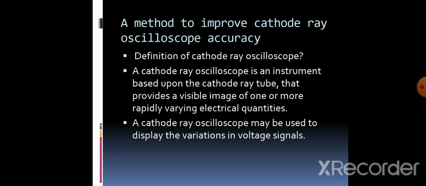Today, my topic is about methods to improve the cathode ray oscilloscope accuracy. First of all, we have to know the definition of a cathode ray oscilloscope. A cathode ray oscilloscope is an instrument based upon the cathode ray tube that provides a visible image of one or more rapidly varying electrical quantities. A cathode ray oscilloscope may be used to display the variations in voltage signals.